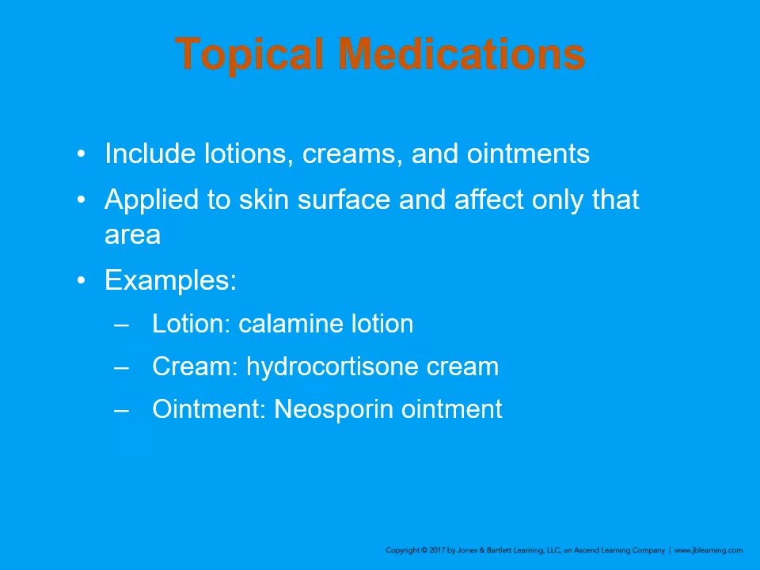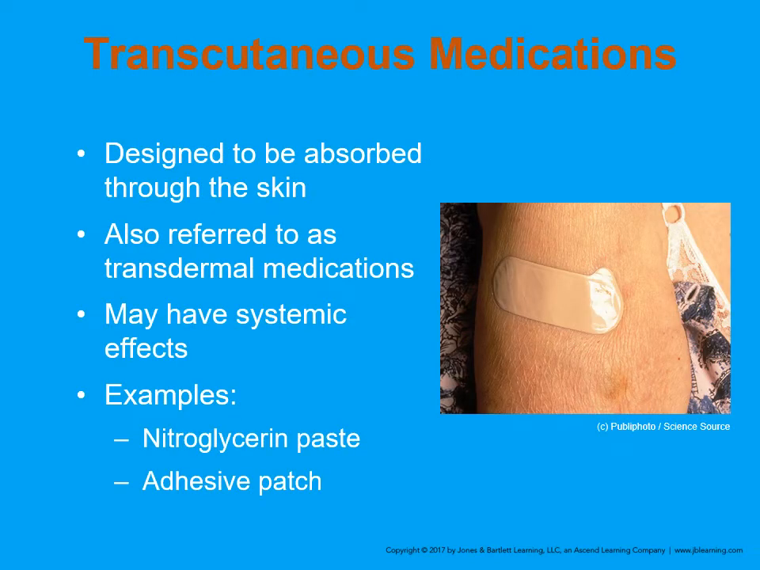Topical medications, they include lotions, creams, and ointments. They are applied to the skin surface and affect only that area. Transcutaneous medications, they're also referred to as transdermal medications. They are absorbed through the skin, and unlike topical medications, which affect only the intended site, many transdermal medications have systemic whole body effects, such as a nitroglycerin paste or a patch. If you touch the medication with your skin, you will absorb it just like the patient.